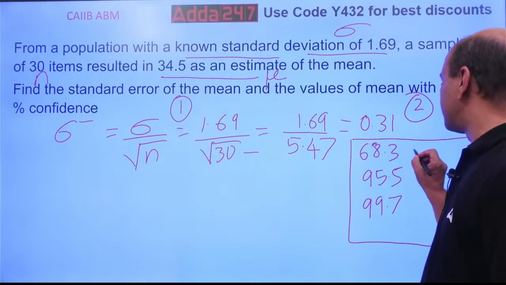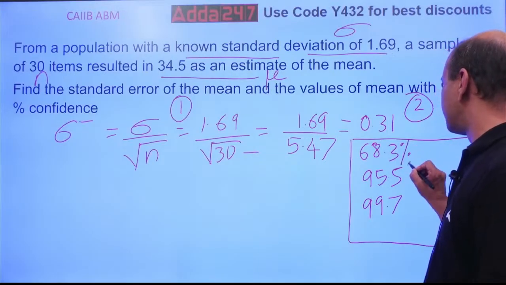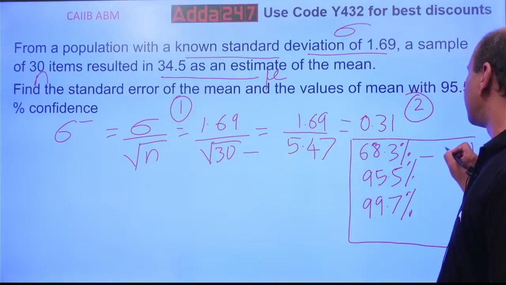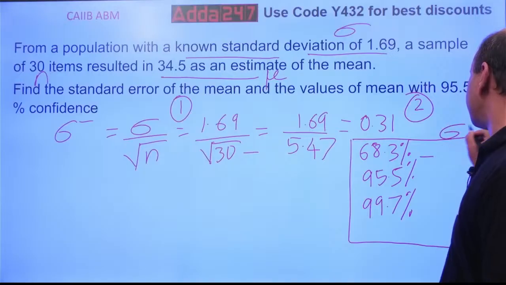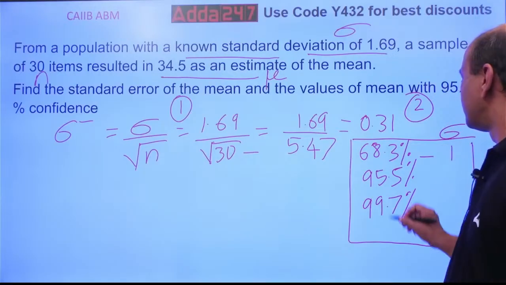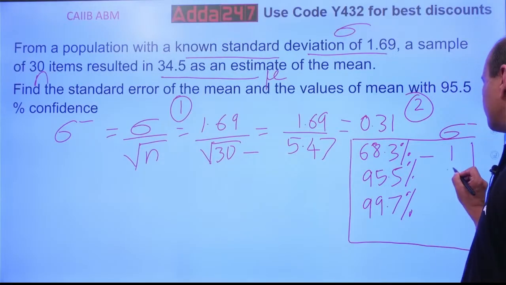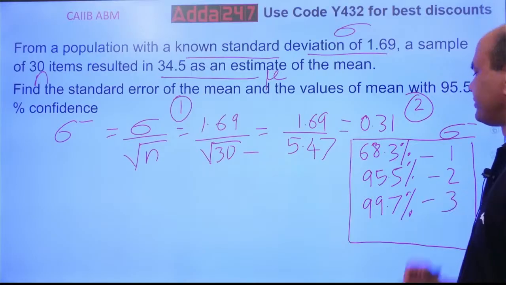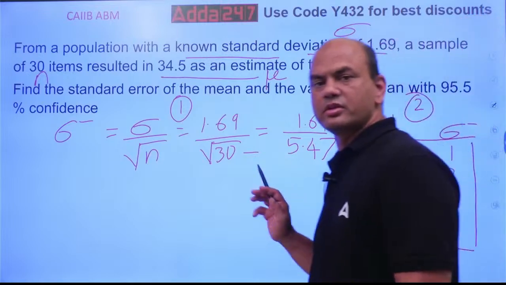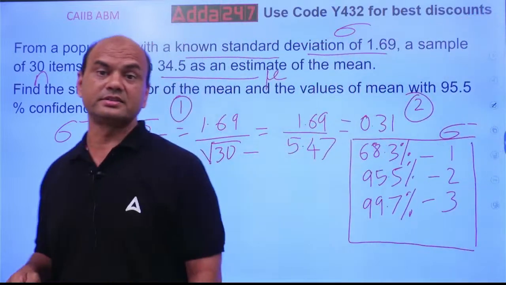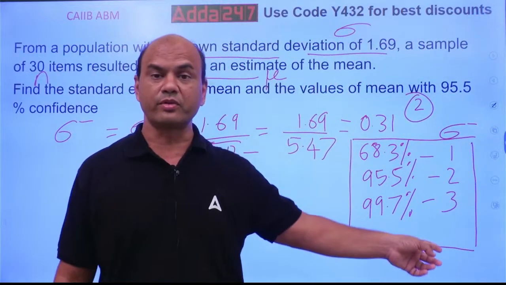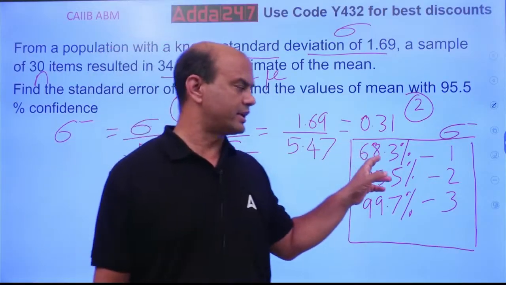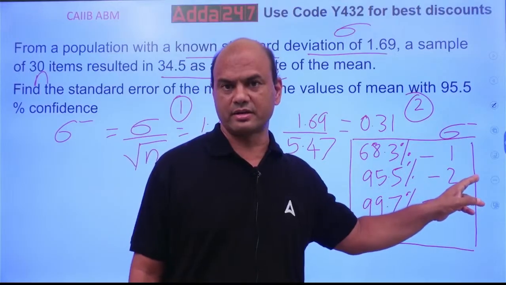Whenever your confidence level is 68.3%, then your standard error is 1. This is psi dash. This is 1. At 95.5% it is 2. At 99.7% it is 3. These are the standard errors used throughout the world. So 68.3% is one standard error.